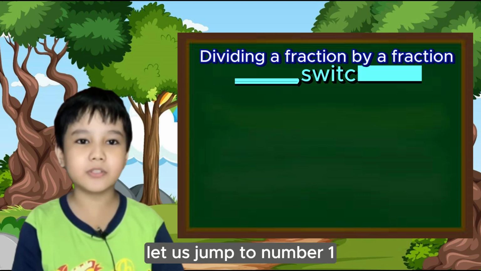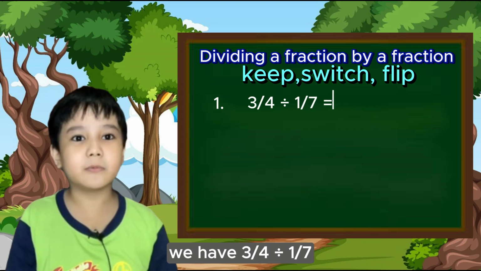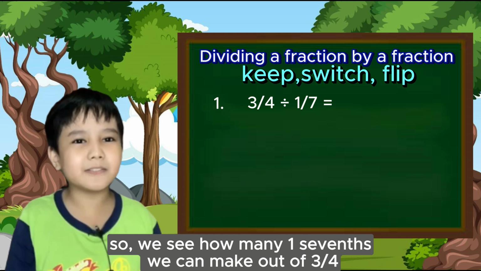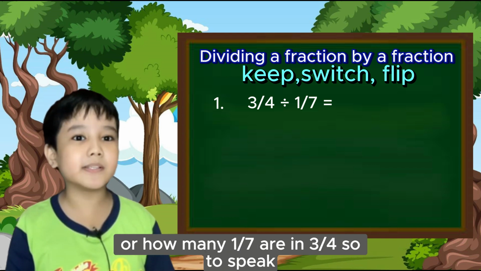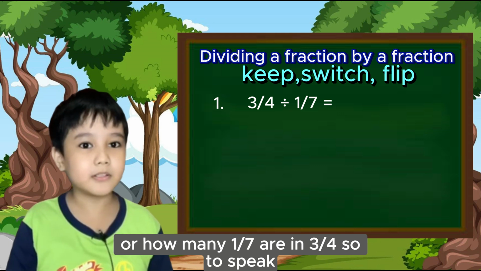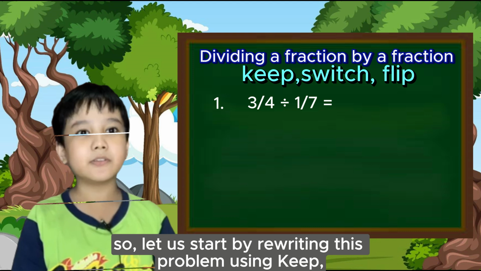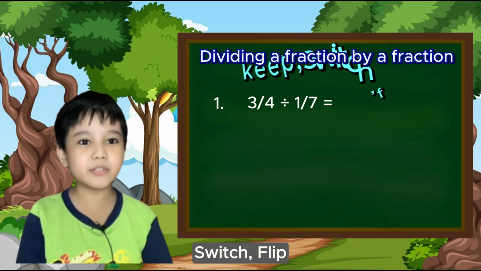Let us jump to number 1. We have 3/4 divided by 1/7. So, we see how many 1/7 we can make out of 3/4, or how many 1/7 are in 3/4, so to speak. So let us start by rewriting this problem using keep, switch, flip.